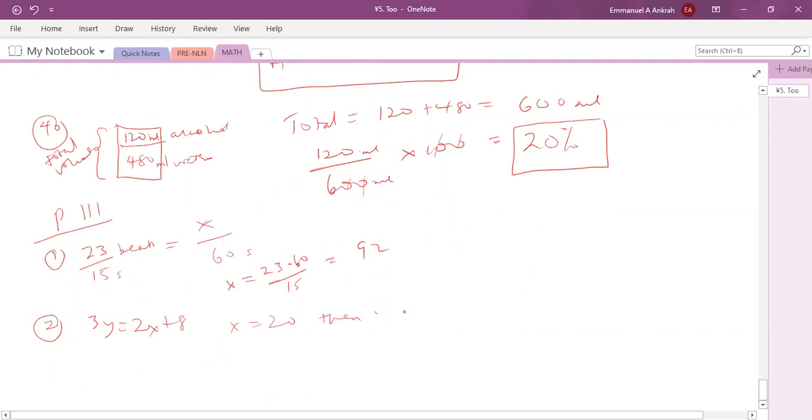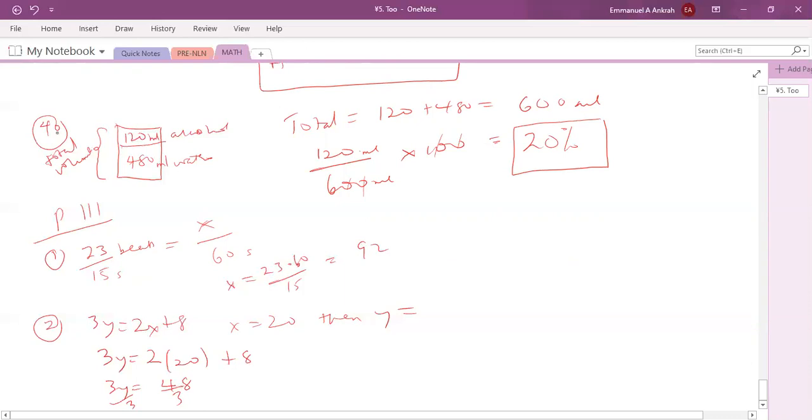Then y is equal to... So in this case, it means I have to substitute for x and then solve for y. All right, so substitute and solve for y. So we have 3y is equal to 2 times 20 plus 8. So we have 3y is equal to 40 plus 8, so that's 48. And then we can divide by 3 to get y.